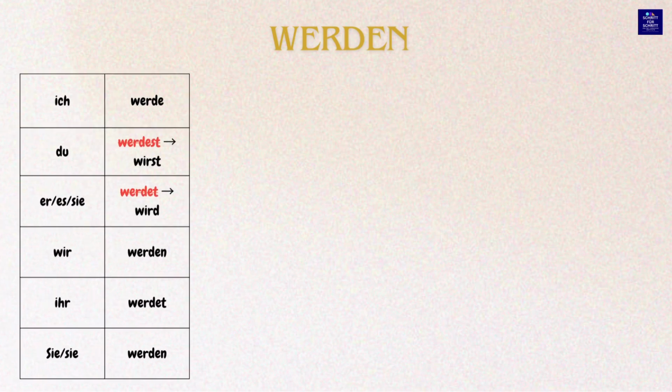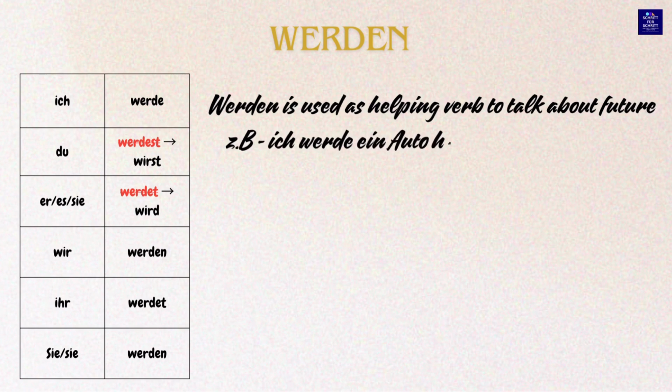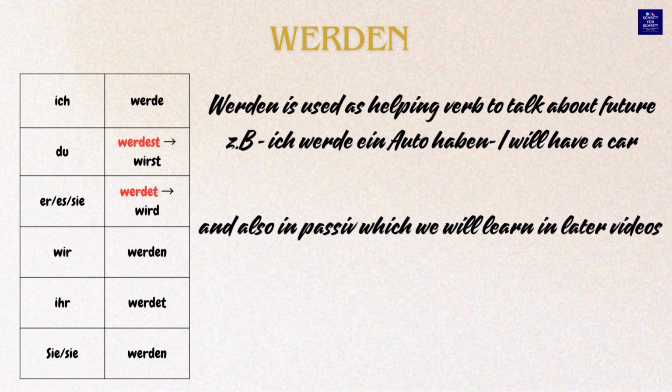And now finally the conjugation of werden. Ich werde, du wirst, er wird, wir werden, ihr werdet, sie werden. Werden is used as a helping verb to talk about the future. Zum Beispiel, ich werde ein Auto haben. I will have a car. And also it is used in passive, which we will learn in later videos.